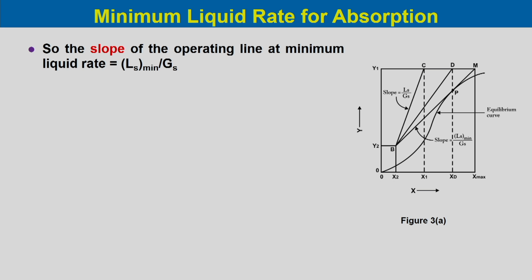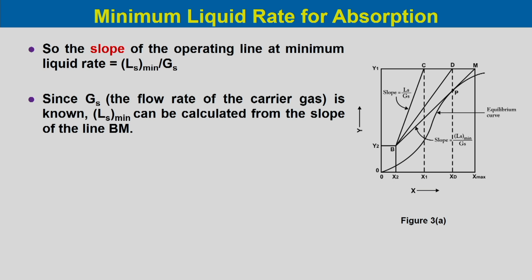So, the slope of the operating line at minimum liquid rate is Ls min by Gs. Since Gs, the gas flow rate of the carrier gas, is known, Ls min can be calculated from the slope of the line BM.